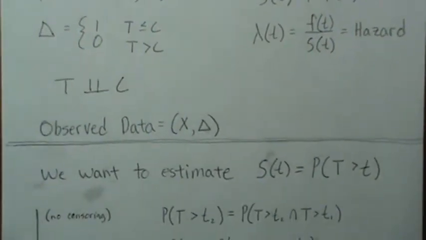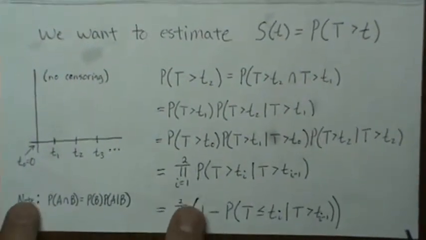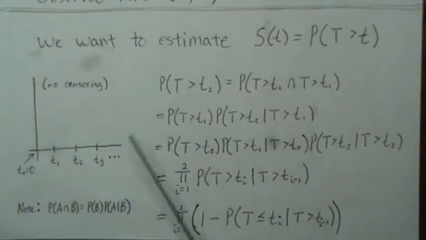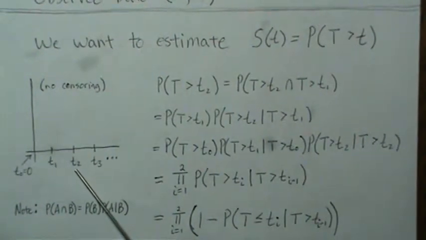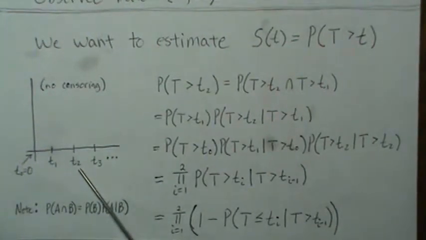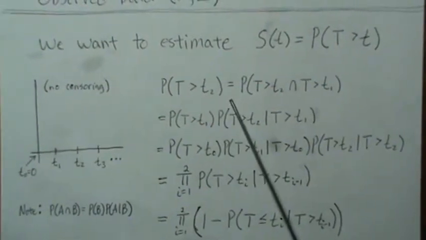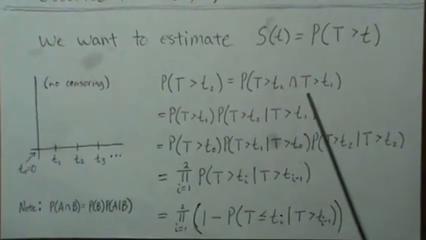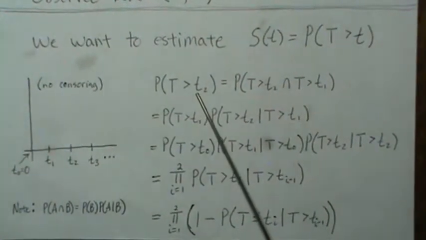And one note is that if, let's say we have, there's no censoring, so these are the event times. And let's just look at that at T2. It could be generically Ti or Tj, but we'll look specifically at T2. So we want to find the probability of being greater than T2. Now, that is equal to the probability of being greater than T1 and greater than T2, that intersection is just being greater than T2.